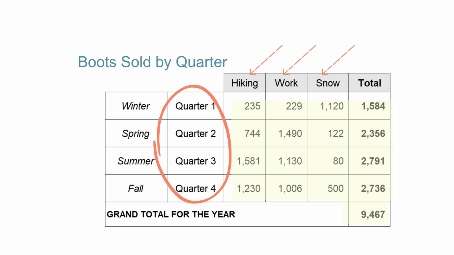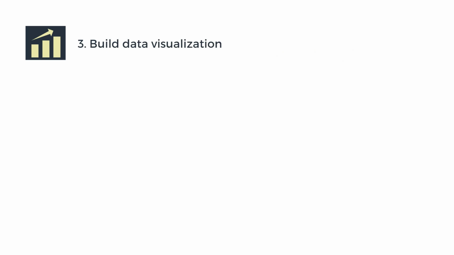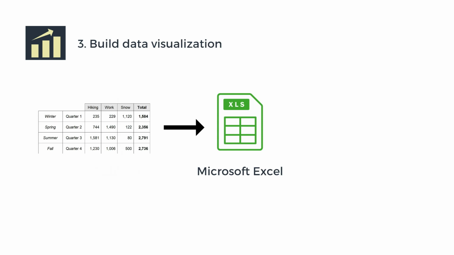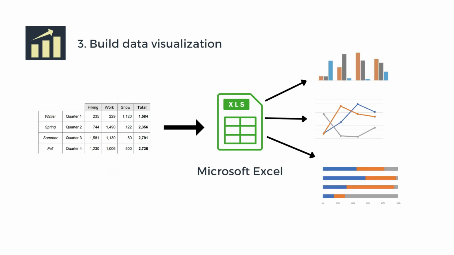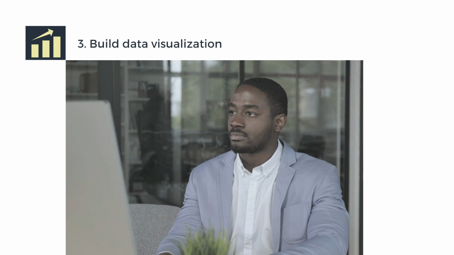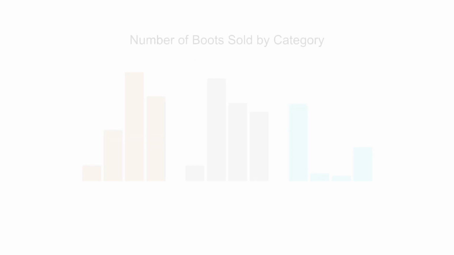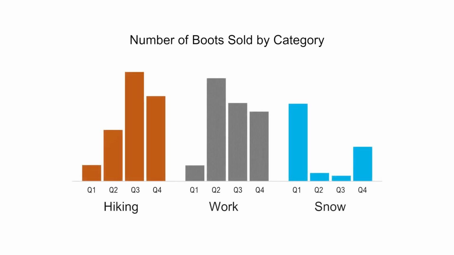Now that we have our data, we can advance to phase 3, building the data visualization. In this phase, we first choose an appropriate charting software. There are many to choose from, such as Tableau, Microsoft Excel, and Canva. The data is imported into the software of our choice, giving us lots of design options. It takes time to figure out the most effective way to visualize the data. The data from our example can be rendered as this bar chart using Microsoft Excel, which takes each category of boot and breaks down the number of boots sold by quarter.